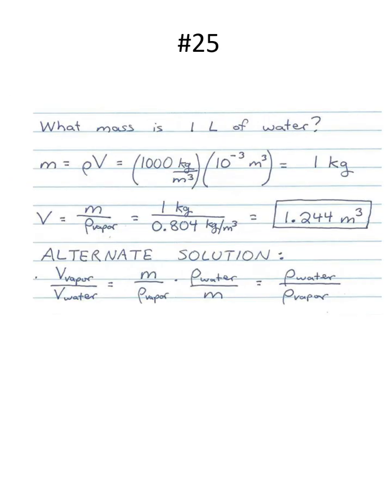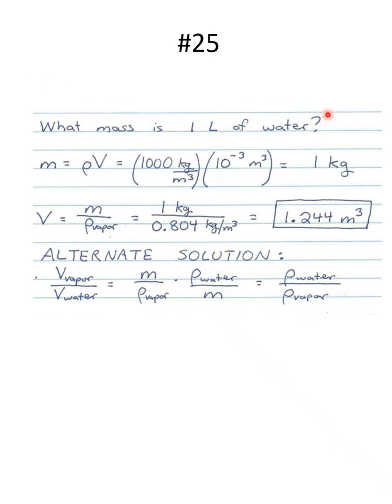Number 25. If you boil away 1 liter of water, what volume of water vapor is produced at the temperature and pressure given in table 10.1? As I look in table 10.1 in the book, it says that the density of water vapor at 1 atmosphere and 0 degrees Celsius is 0.804 kilograms per cubic meter. So we'll be using that.